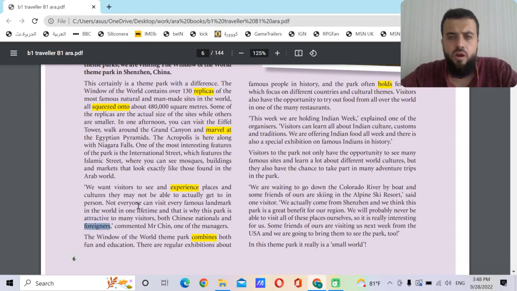Both Chinese nationals and foreigners. Foreigners, people who are not from your country, they are from other countries. Foreigners. And foreigners and strangers are not the same. Some people think that foreigners and strangers are the same. It's not. A foreigner is a person that is not from your country, he's from a different country. A stranger is just a person you don't know. So maybe he has the same nationality as you, but you don't know him, so he's a stranger. Commented Mr. Chin, one of the managers of the park, of course.